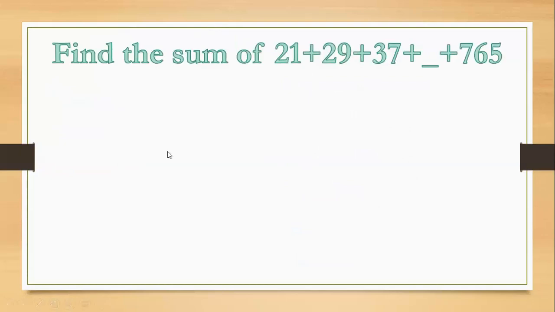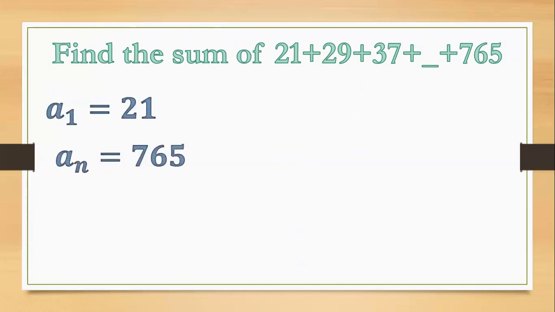Another one: find the sum of 21 plus 29 plus 37 plus, and so on, up to 765. Identify the givens. A sub 1 equals 21. A sub n equals 765. Difference equals 8. Now let's find the number of terms from 21 up to 765. Let's use this formula.